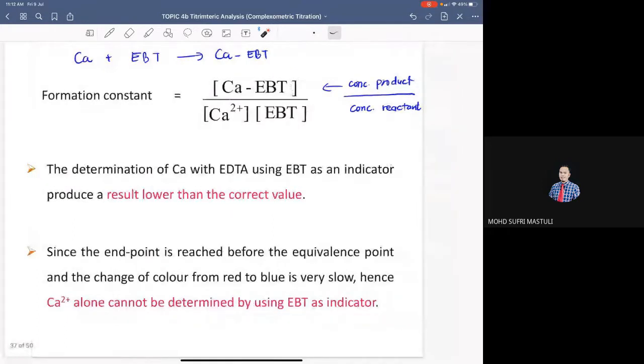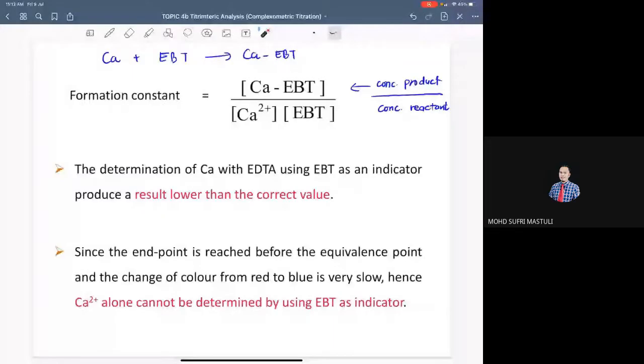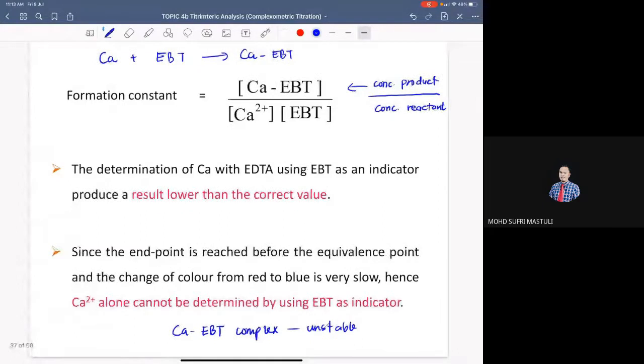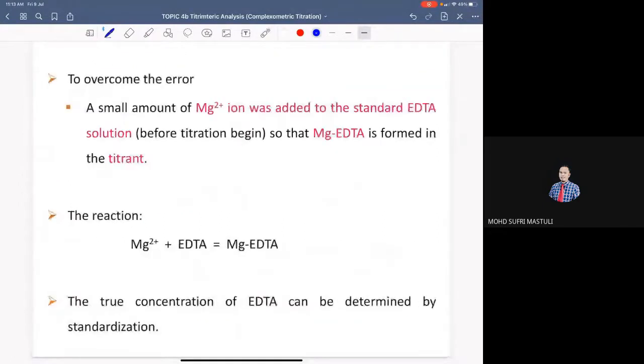Okay, so by using calcium alone, we cannot use EBT as the indicator because the Ca-EBT complex is unstable. This is why it reached the endpoint before the equivalent point. So how to overcome this error?